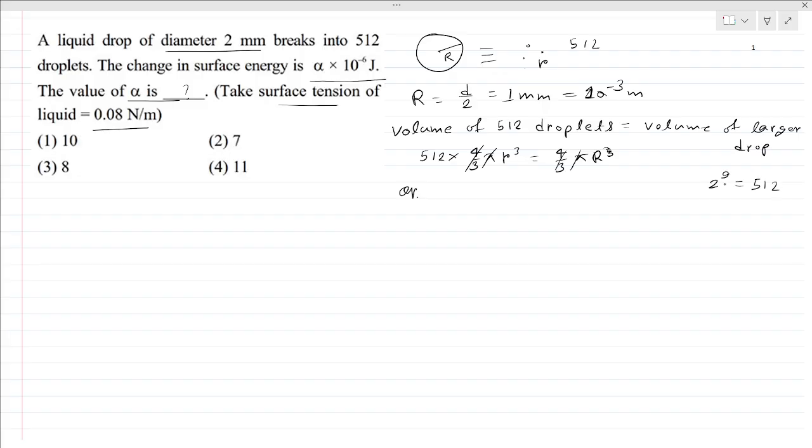So, using this expression, we can write small r equals capital R cube root by 2 to the power 9. So that means capital R by 2 to the power 3, that means 8. We can say small r equals capital R by 8. Now we calculate it: that is 1 millimeter by 8, equals 1 by 8 into 10 to the power minus 3 meter.